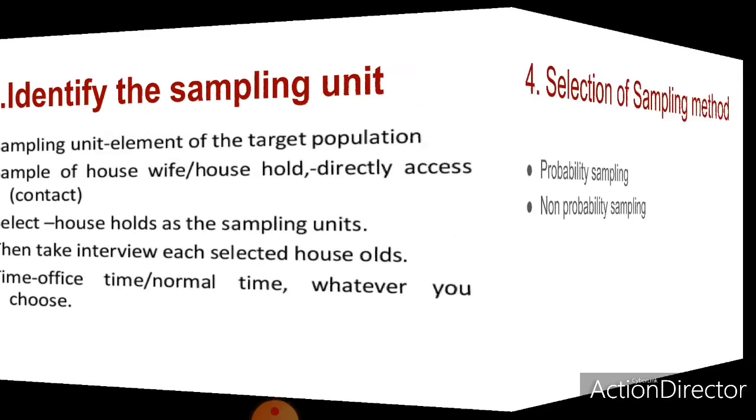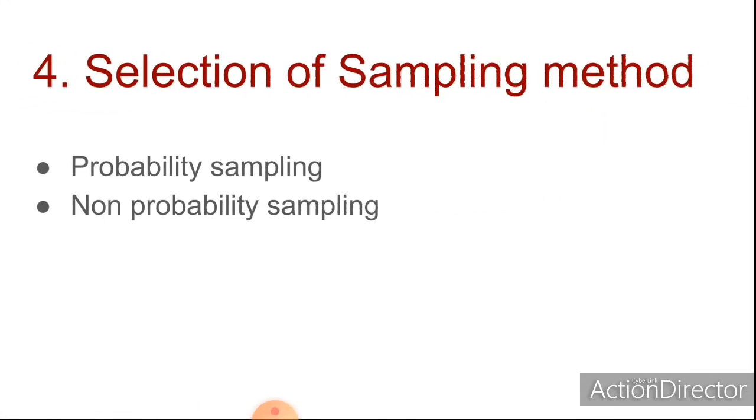Now, the next step is selection of sampling method. A number of methods are used for selecting samples. It includes probability sampling method and non-probability sampling method. So, out of these two methods, the researcher should select the one method which is suitable for the study.